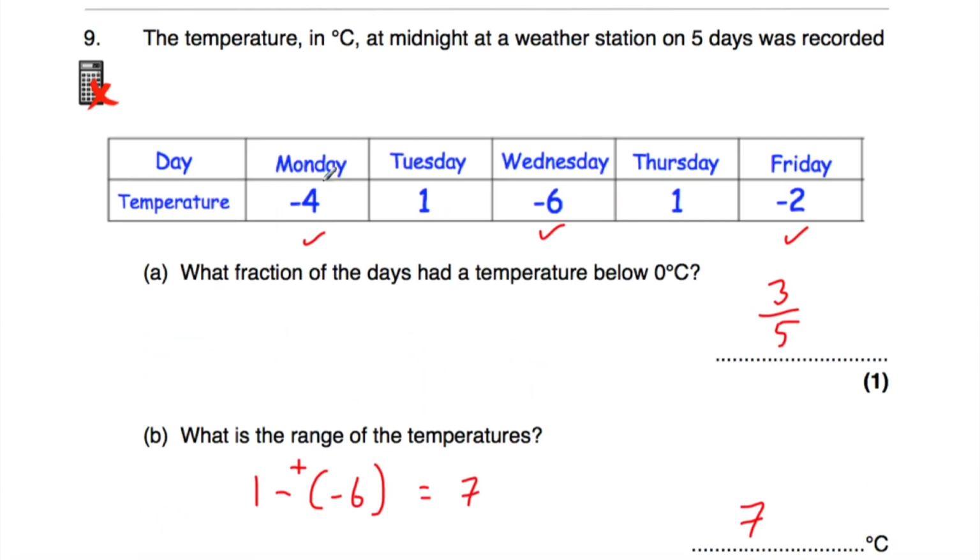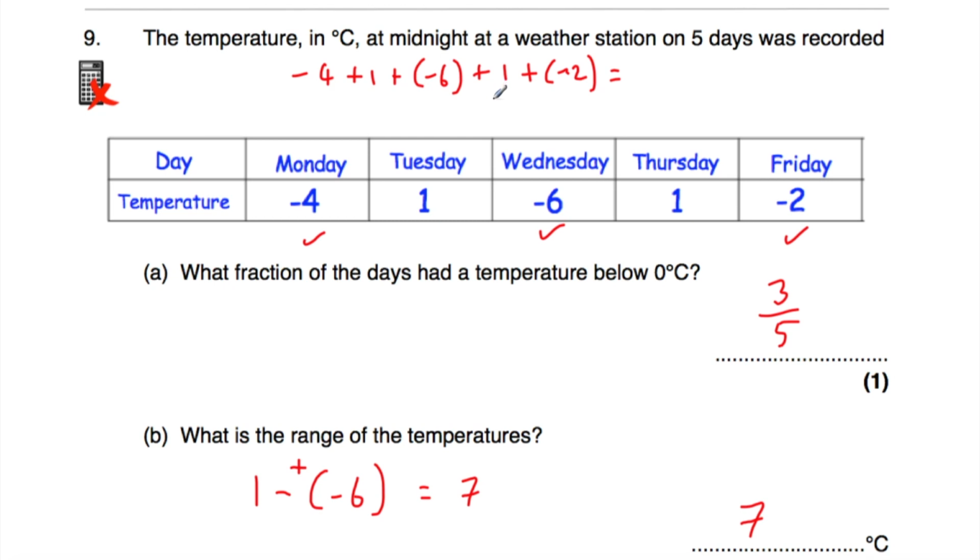So we're going to do -4 plus 1 plus -6 plus 1 plus -2. Let's see what we get. So -4 plus 1 would be -3. Plus -6 is the same as subtracting 6. So -3 subtract 6 would be -9.